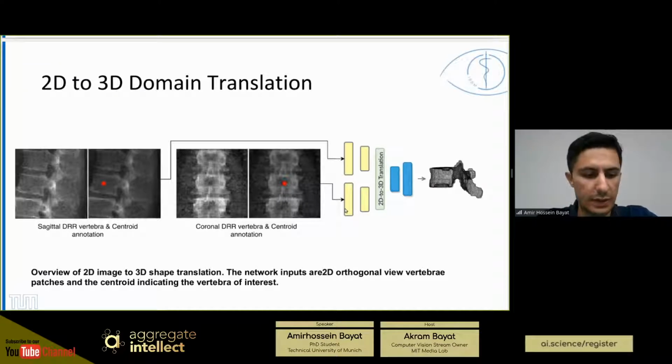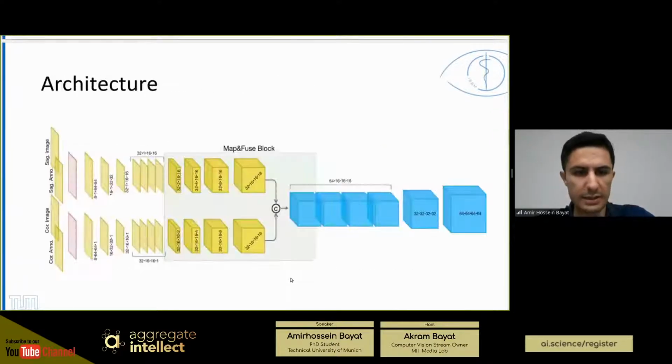Here, the vertebra of interest annotation is obtained by placing a disk of radius 1 around the vertebral centroid. They are annotated with red circles in here, and this is going to be the annotation input to the network. And in the next slide, I'm going to elaborate more on the model architecture.